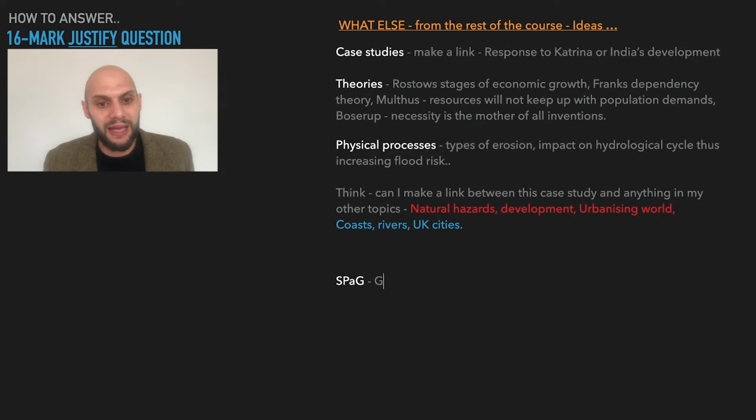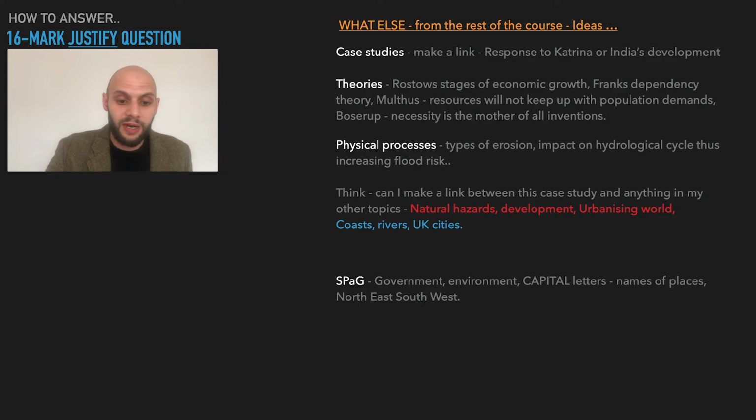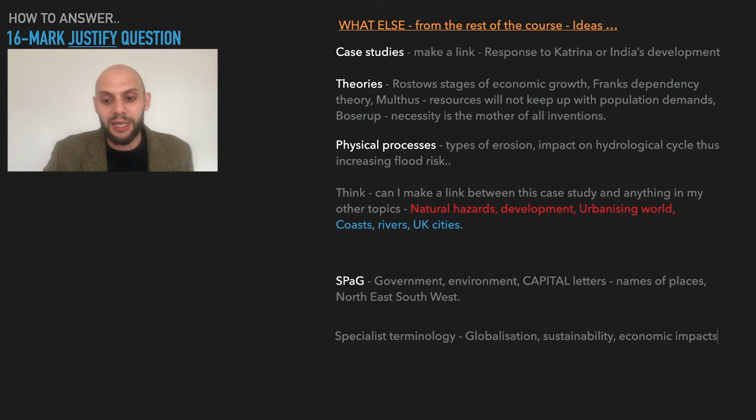Then when we're looking at SPaG for this 16 marker, obviously go through it once you've completed it and look for keywords like government, environment. Often we forget these n's in these words. Capital letters, names of places, make sure there's capital letters there. Compass directions, north, east, south, west, make sure there's capitals there. Then also specialist terminology, for example, globalization, sustainability, economic impact.